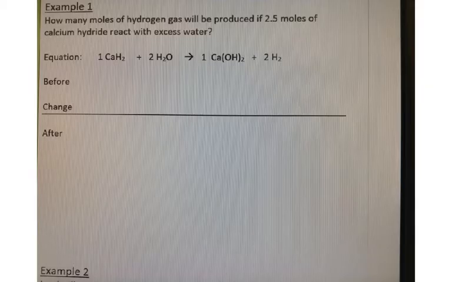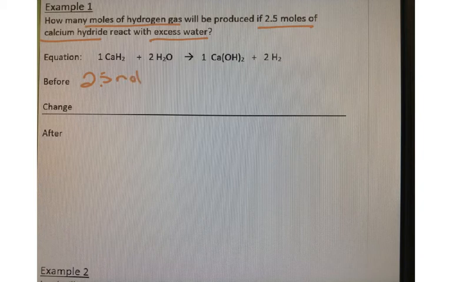Okay, we're going to try another BCA chart, and this one is actually just using real chemicals. How many moles of hydrogen gas will be produced if 2.5 moles of calcium hydride react with an excess amount of water? So I'm going to fill in my B part, my before part, and I know that I have 2.5 moles of this, and I have an excess amount of water. And I know that my starting amount for my products is always 0.